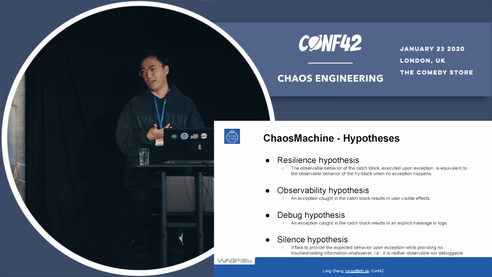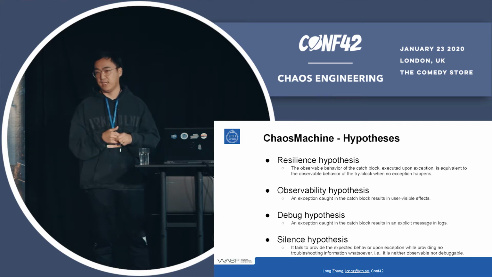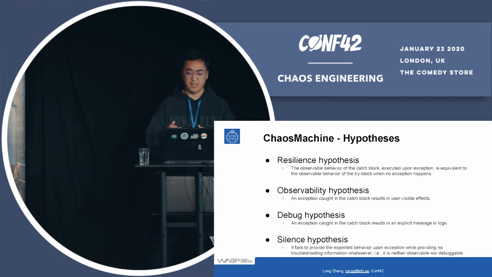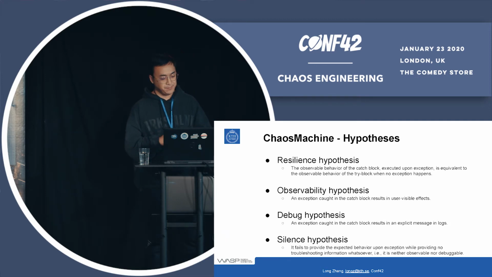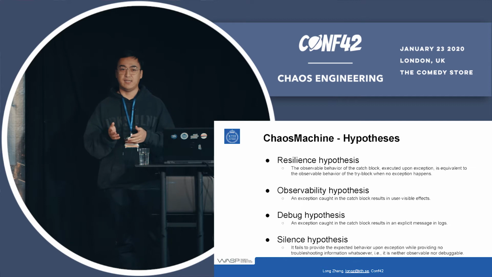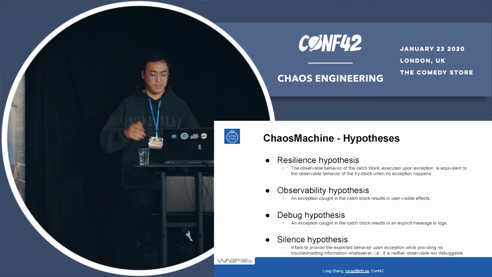Based on our monitoring sidecar, it could monitor the performance and the functionalities, for example, the return code of the HTTP request, or even the content of the HTTP body. And then we compare this monitored information with the normal behavior to see if this hypothesis is still verified. And the observability hypothesis is about the user-visible effect. So when we trigger this exception, whether it has some impact on the end users, like if the user is able to feel this exception, or it's just waiting for the response for a longer time.